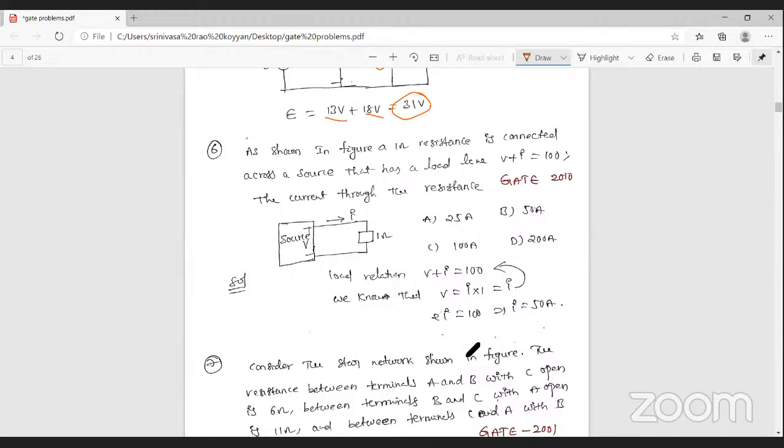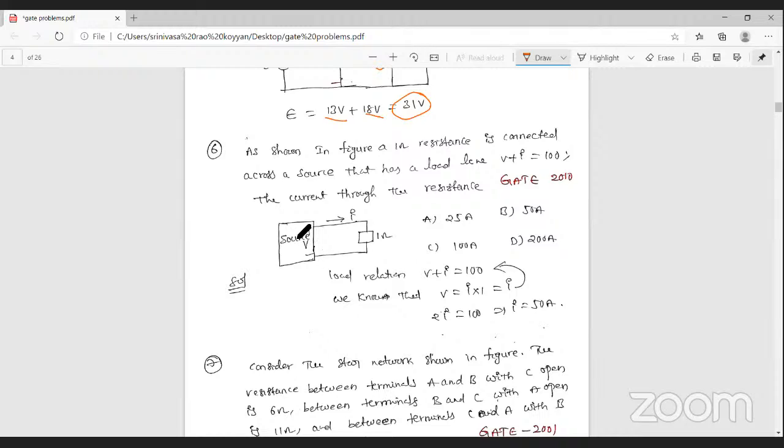Next one, the number 6 here. As shown in the figure, a 1 ohm resistance is connected across the source and the load equation is given. What is the load equation here? V plus I is equal to 100 volts. Then what is the current passing through the resistance?